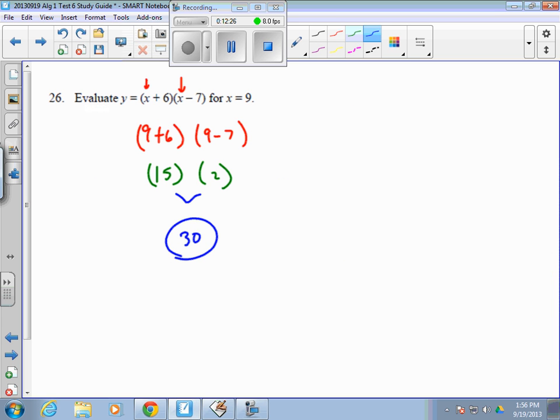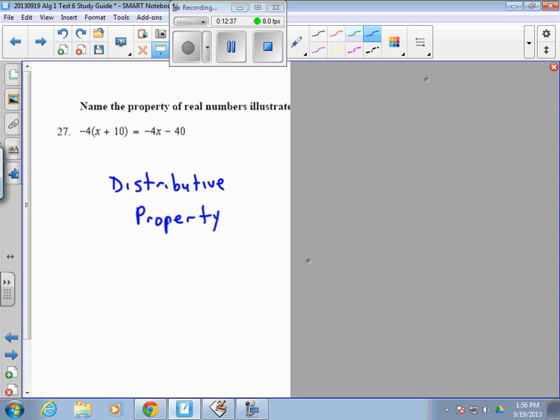26 says evaluate y equals x plus 6 times x minus 7 when x's value is 9. So plug in 9 for both of them. 9 plus 6 is 15. 9 minus 7 is 2. And 15 times 2 is 30.